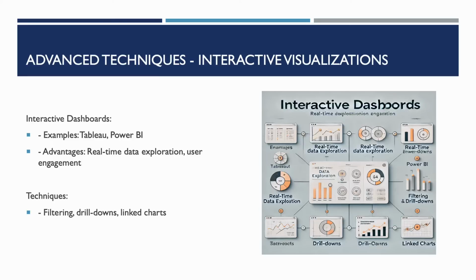Now, linked charts. Linked or synchronized charts mean that when a user interacts with one visualization, the others automatically adjust. For example, clicking a bar in a bar chart may update the data displayed in a corresponding line chart or map, providing a dynamic, holistic view of the data.